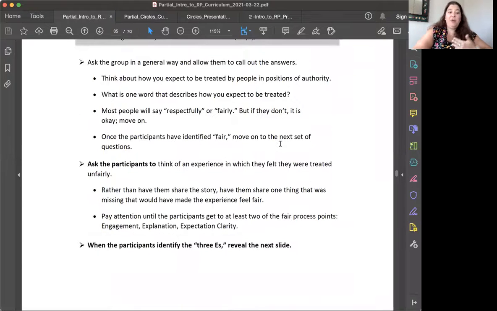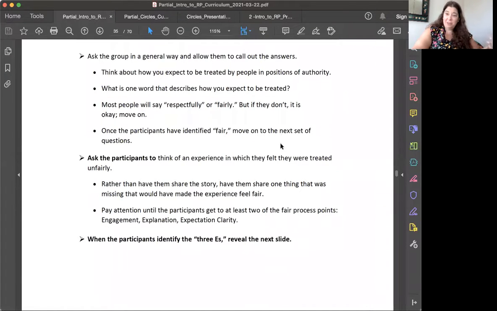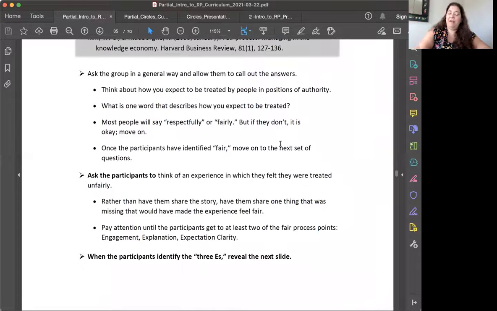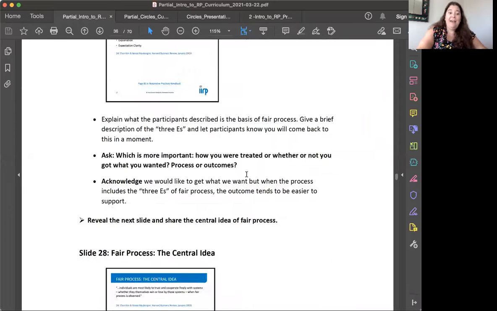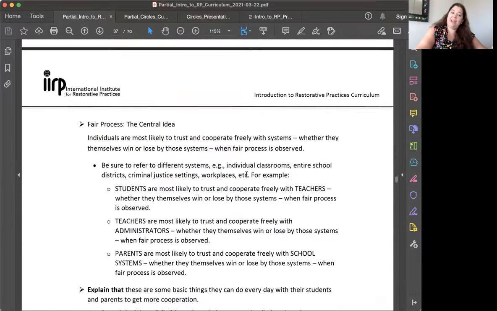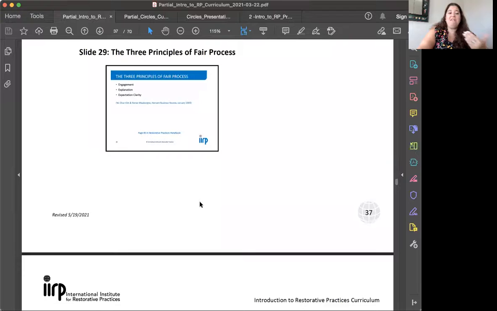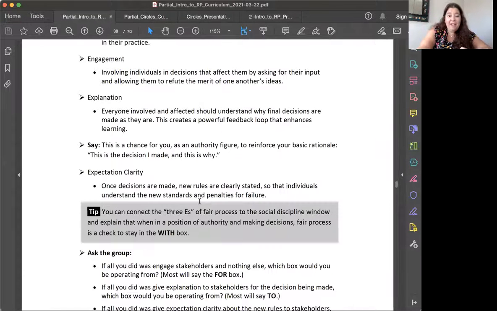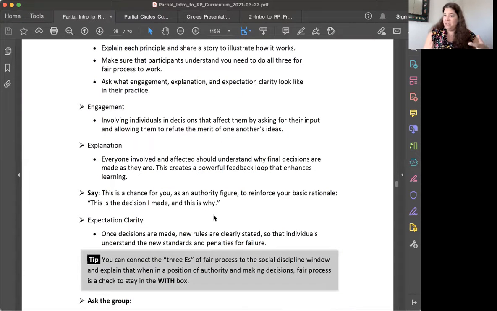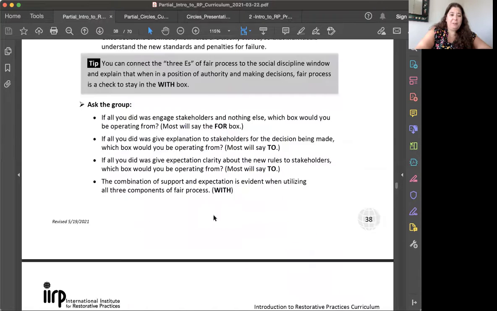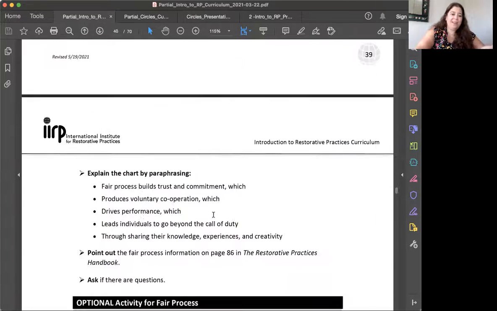So in the fair process section, again, it's going to follow pretty similar to what we did in the social discipline window. We'll do some questioning to draw out from folks thinking of a time you felt you were treated unfairly and what that was like. What was missing, right? Ultimately to get us to these 3 E's. And then we go through the central idea and then back to the 3 E's again. So this is another opportunity for storytelling, again, to give people just a good understanding of what this is and how this would work in practice. And then what fair process is and what it achieves.